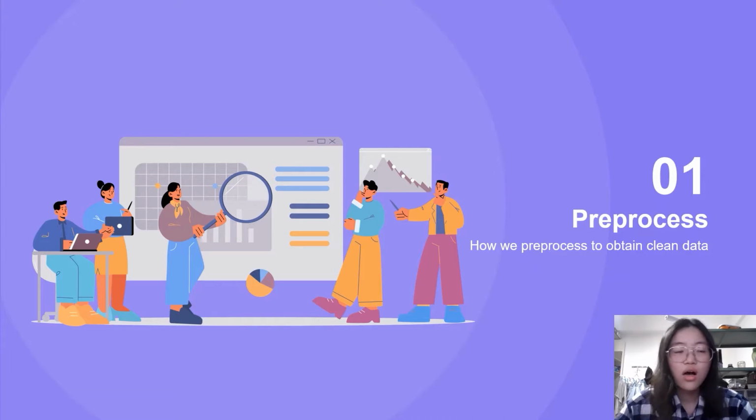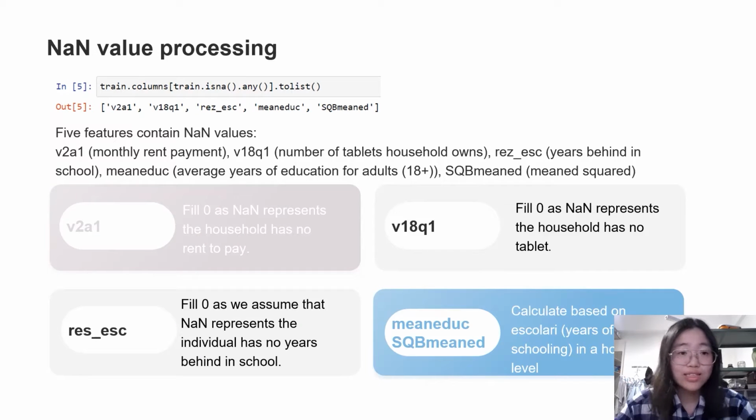Thanks, Xinyang. As the raw data provided contains missing values, outliers, and inconsistencies, we need to preprocess the data to remove these abnormalities and achieve clean data. First, as you can see, the training set contains missing values in these 5 columns. For V2A1, which represents monthly rent payment, V18Q1, which represents number of tablets each household owns, and REZ, which represents years behind in school, after checking the data and competition discussion, we found out that the missing values for these columns simply mean that their values are 0.